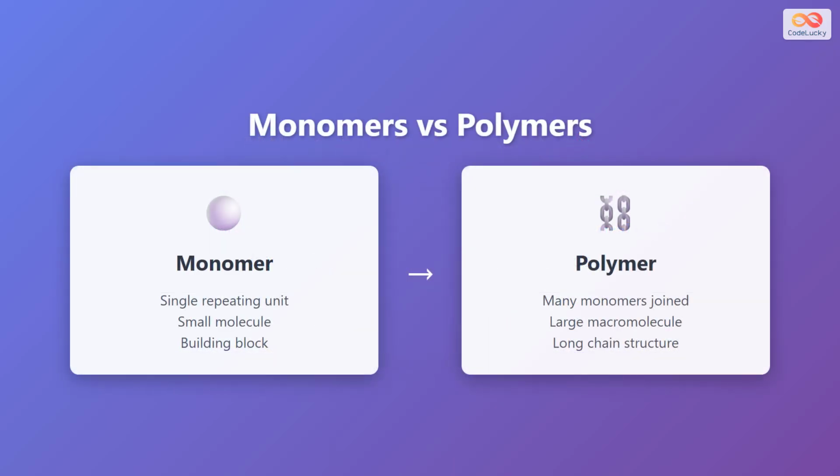Let's clarify the relationship between monomers and polymers. A monomer is a single repeating unit, a small molecule that acts as the building block. It's like one link in a chain. When many of these monomers join together through chemical bonds, they form a polymer, which is a large macromolecule with a long chain structure. This transformation from individual monomers to a connected polymer chain is the foundation of polymer chemistry.